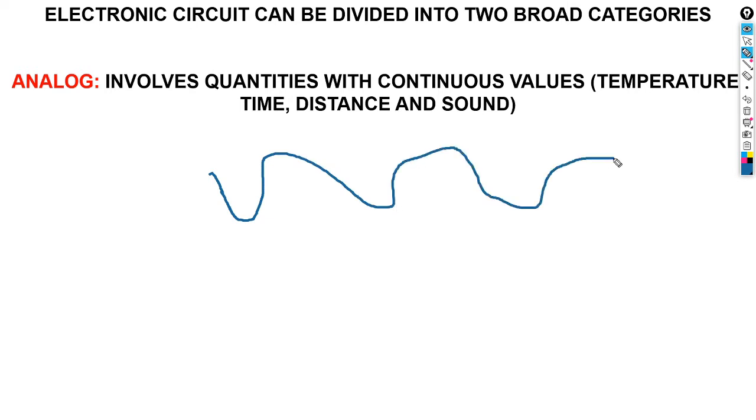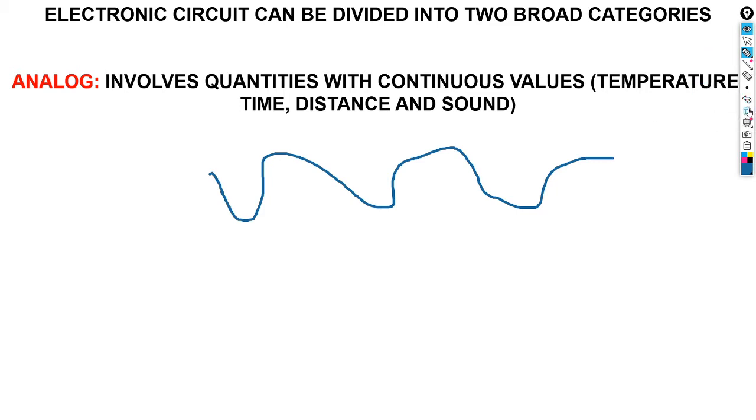Sound is a continuous quantity because it doesn't have a break. Like a road, distance, everything, time is also a continuous quantity. So those will be our analog category.